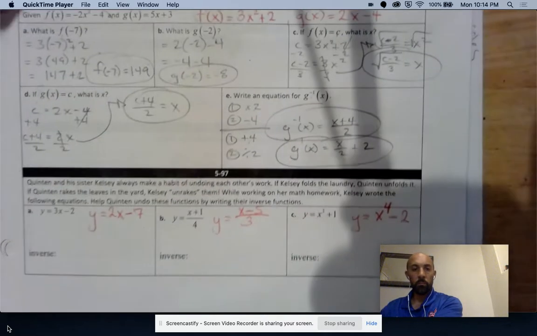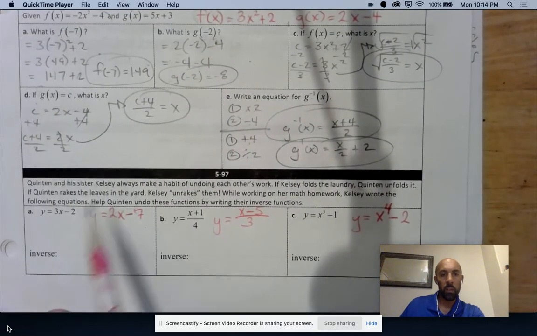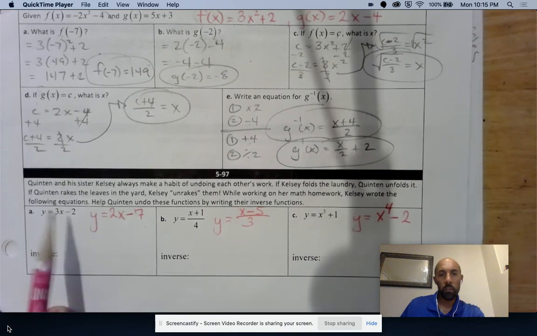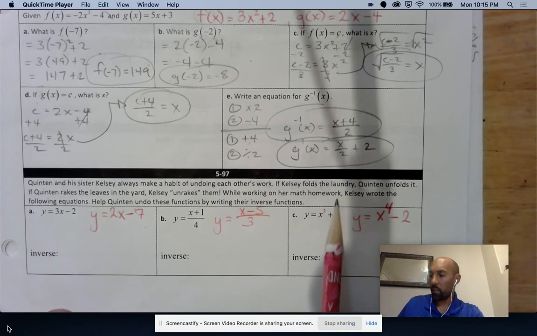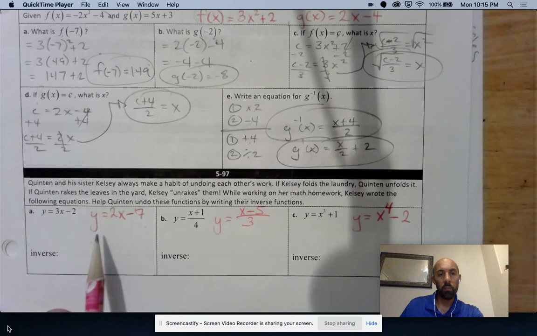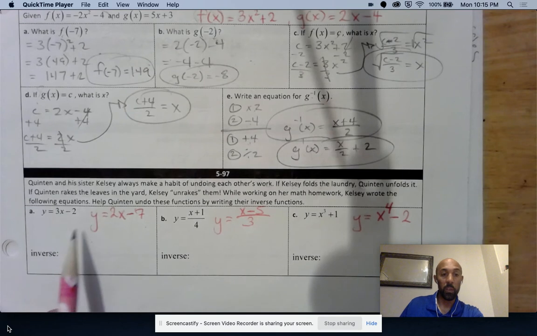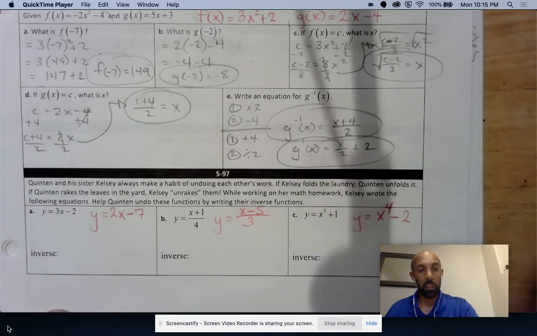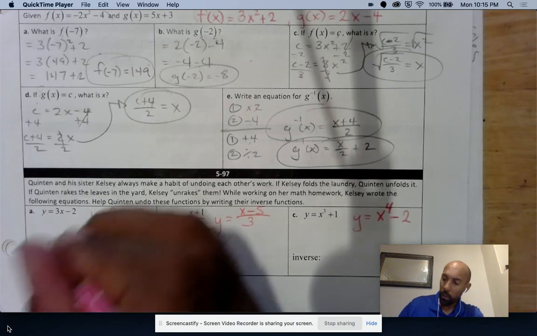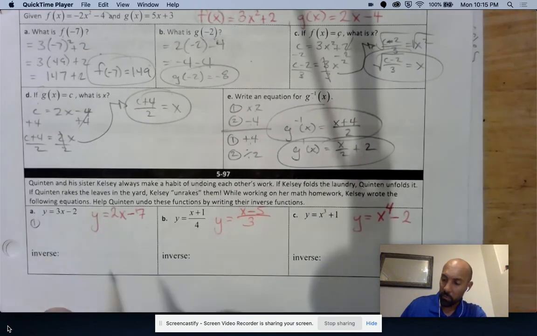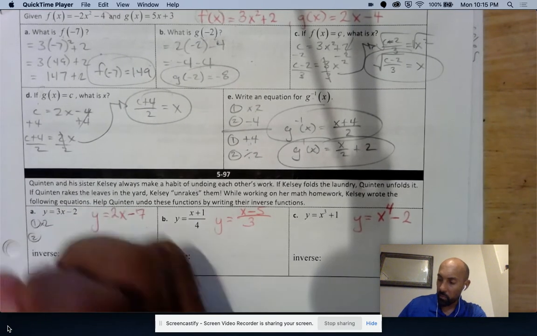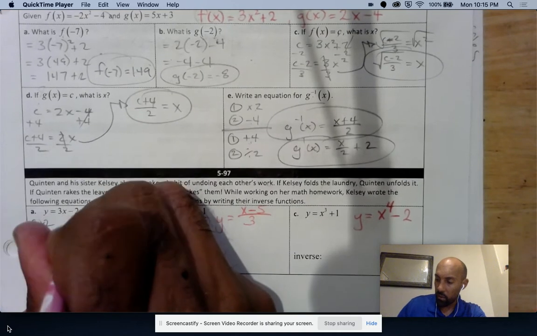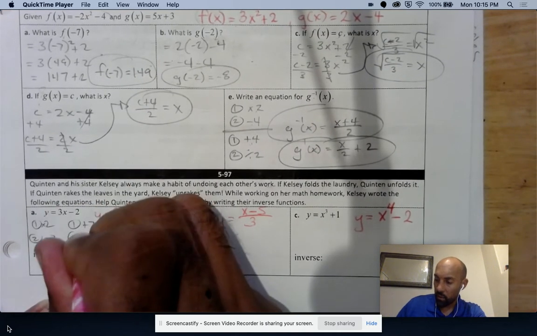Okay, so let's go down here. Now we've got some more inverse problems. If you read this, it's another brother and sister problem, and they're constantly undoing one another's work, and the brother ends up undoing all her functions. So we're going to help him undo these functions, which just means come up with the inverse function of each of these. Same steps as before. First I would multiply by 2, and then subtract 7. So when I do the inverse, first I would add 7, then divide by 2.